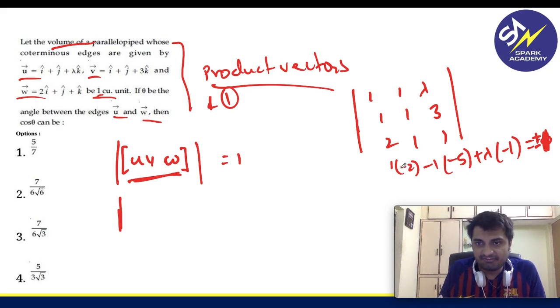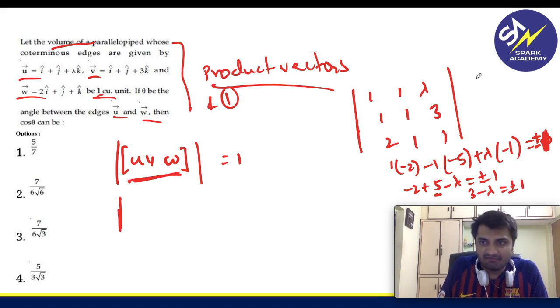So you can just simplify this, guys. So this will be minus 2 plus 5 minus lambda is plus or minus 1. So 5 minus 2 is 3 minus lambda equal to plus or minus 1. So you'll get the lambda value, guys. Lambda you can get as 2 or lambda you can get as 4.